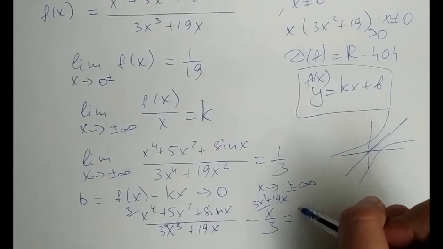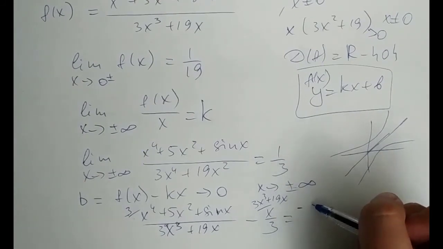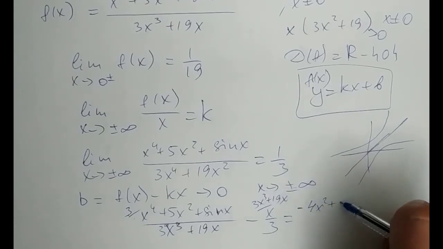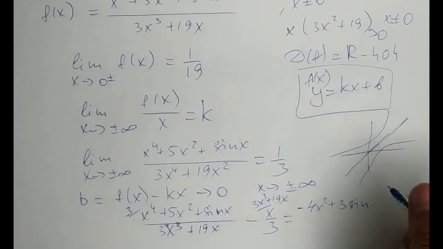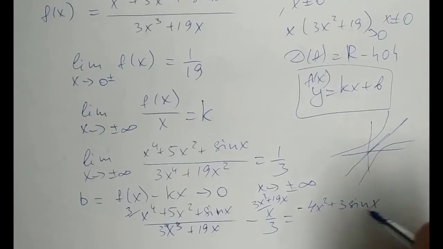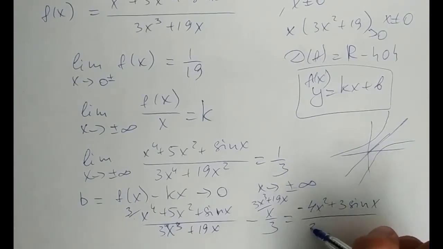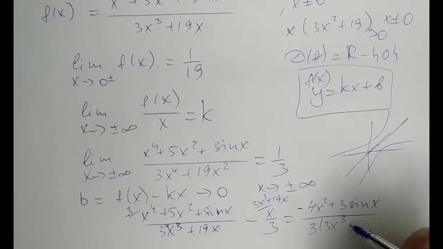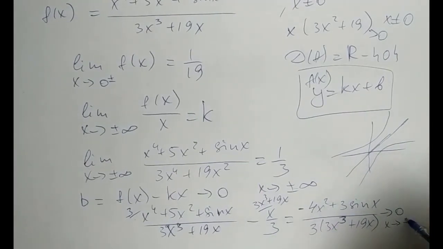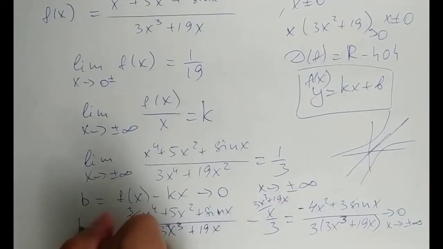So let me write here. We have minus, if we subtract, minus 4x squared plus 3 sine x, because it's 15 minus 19x squared, minus 4x squared plus 3 sine x over 3 times 3x cubed plus 19x. So the degree of the denominator is bigger than the degree of the numerator, so it tends to 0 as x tends to plus minus infinity. So our b is 0.